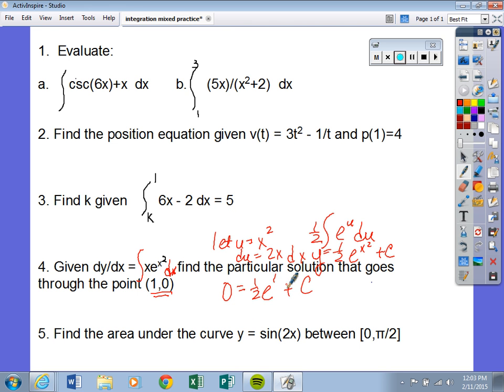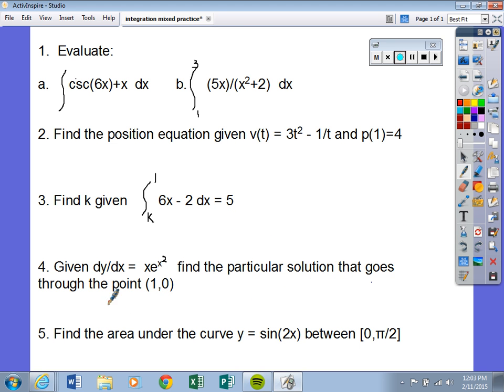Alright, and so basically that means that your c, if you rearrange, would just be negative 1/2 e. And I'm going to come back up to this equation that I wrote a second ago. I'm going to erase my c, and in the spot of c, I'm putting my negative 1/2 e. If you want to factor, factor. If you want to leave it alone, leave it alone. It's your choice. But that's how that one would play out.